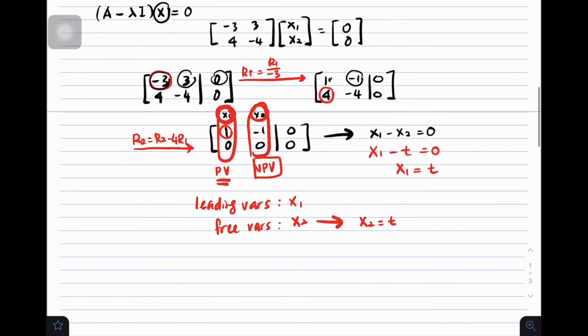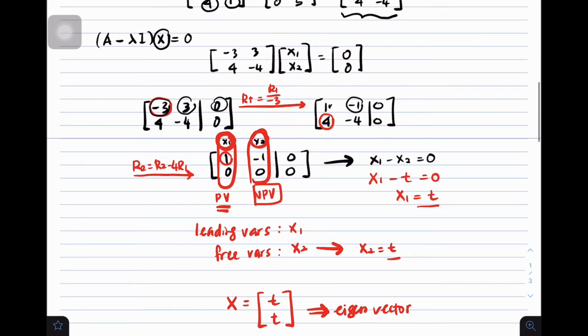Okay, so what is the value of x? x will be, your x1 is t and your x2 is t. So this is the eigenvector for lambda equal to 5. Okay, this is how you find the eigenvector, where you just need to solve for the value of x1 and x2. Okay, and we will let the free variable be equal to t.